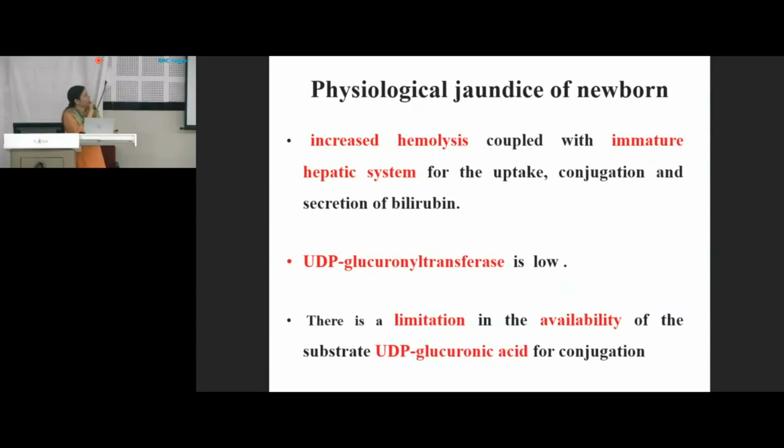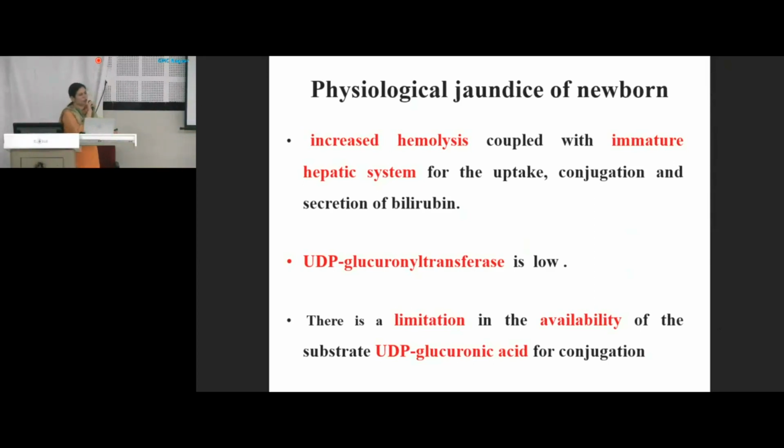Then first we'll see physiological jaundice of the newborn. There is excessive increase in hemolysis, and the system which conjugates the unconjugated bilirubin is immature, that is, the hepatic system for uptake, conjugation and secretion of bilirubin. That's why there is physiological jaundice.